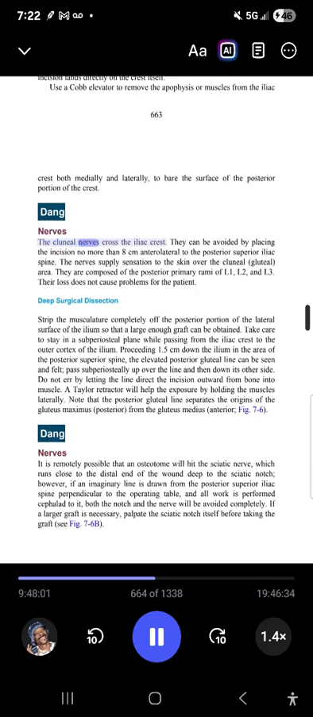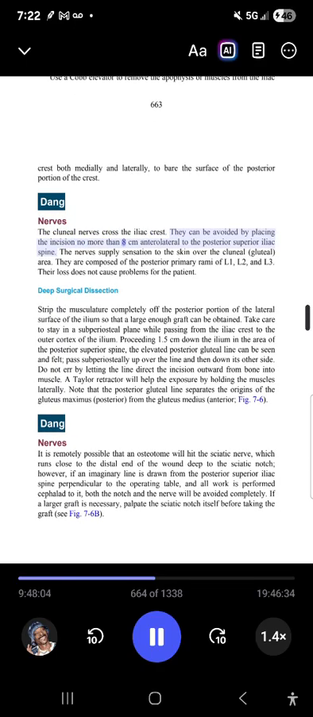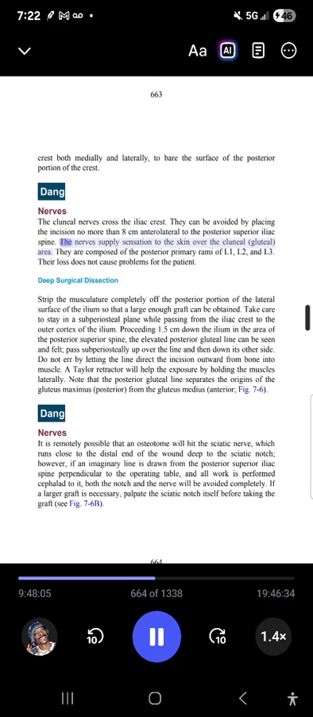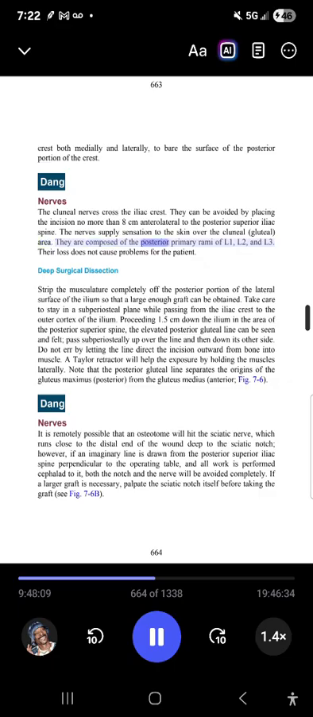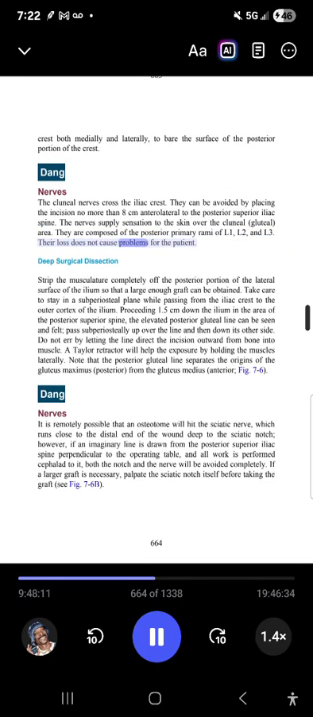Danger: nerves. The cluneal nerves cross the iliac crest. They can be avoided by placing the incision no more than 8 centimeters anterolateral to the posterior superior iliac spine. The nerves supply sensation to the skin over the gluteal area. They are composed of the posterior primary rami of L1, L2, and L3. Their loss does not cause problems for the patient.